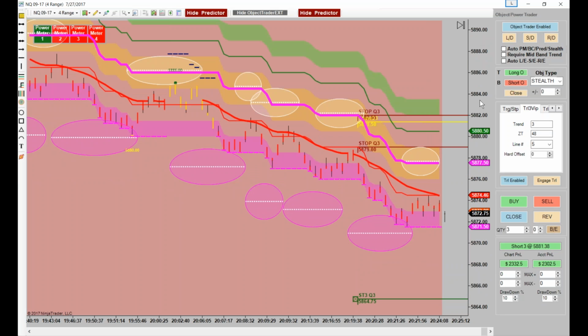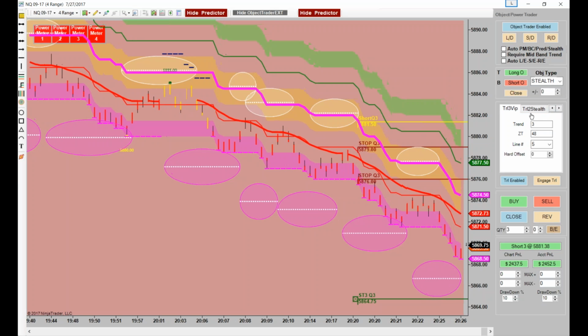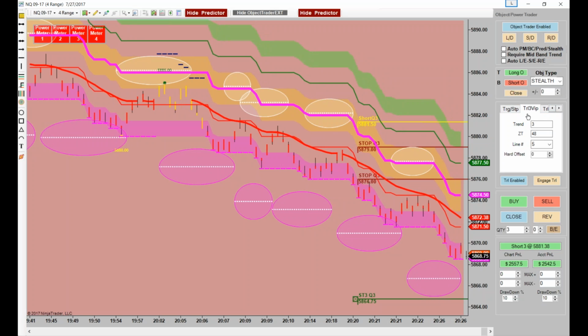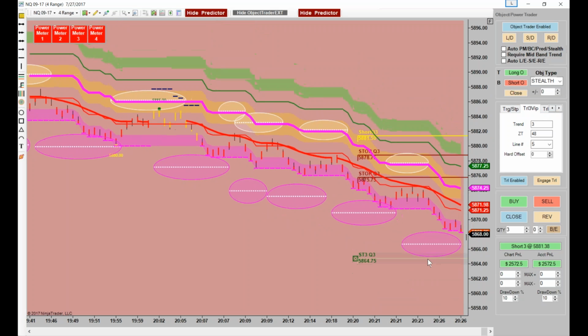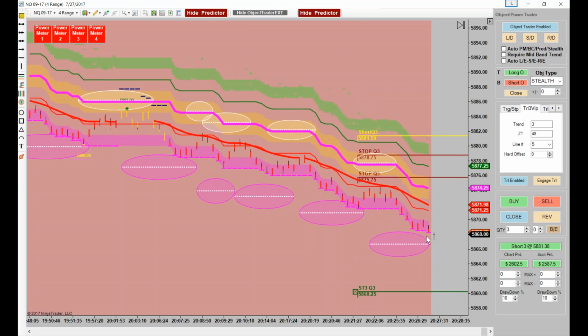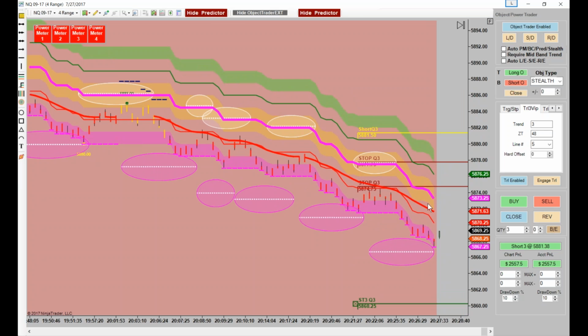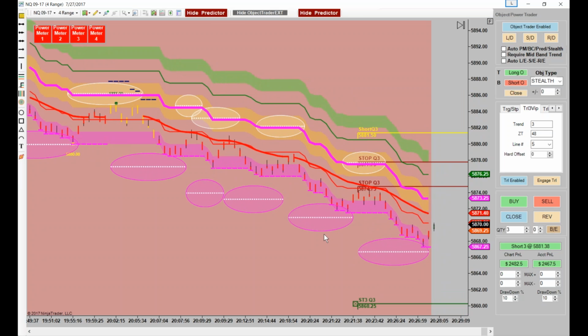Now, if you choose lightning, I'll show you how to use it. Lightning is trail 1. Notice I changed the names of them too. Trail PM, trail stealth, trail VIP, which is your dynamic trend. Okay, see how your stop trails that trade automatically?